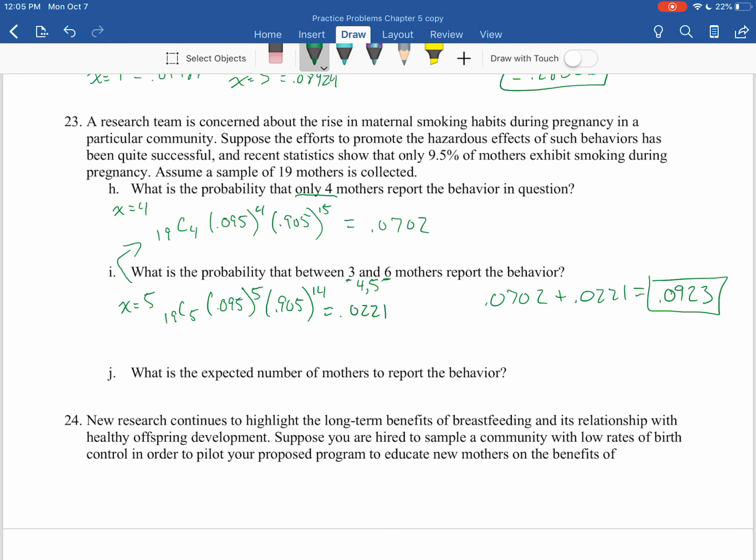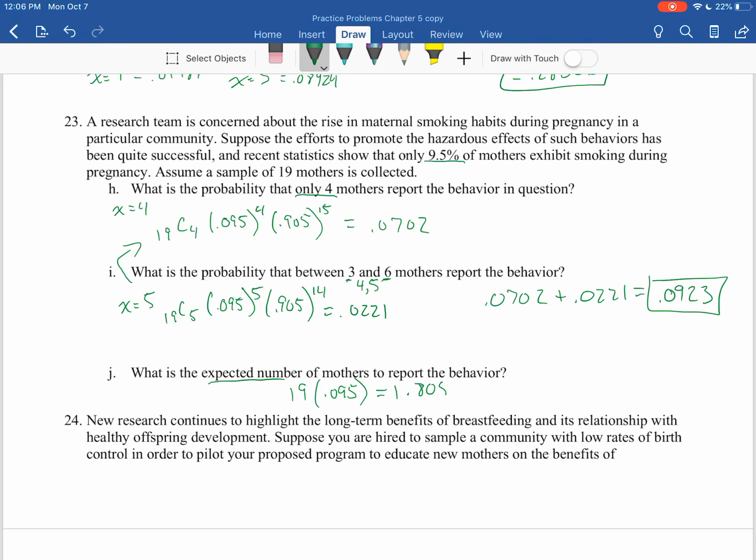Last part here is, what is the expected number? So remember, that's n times p, so 19 times our probability of 0.095. Remember, if anything's given as a percent, make sure we put it in the correct decimal form. That's going to be probably the biggest issue.